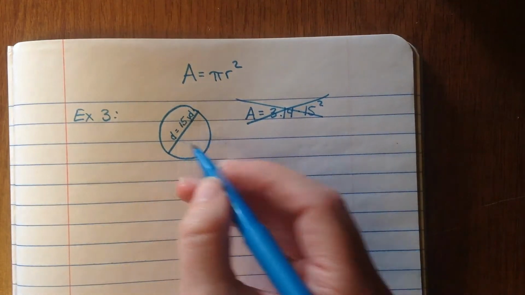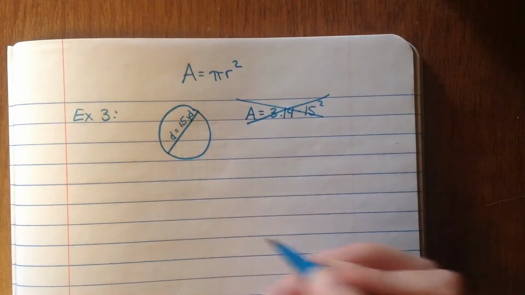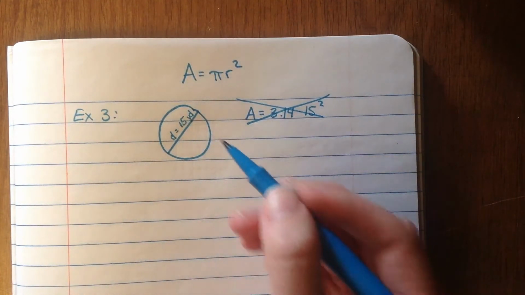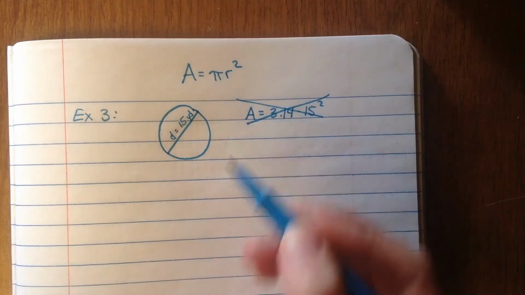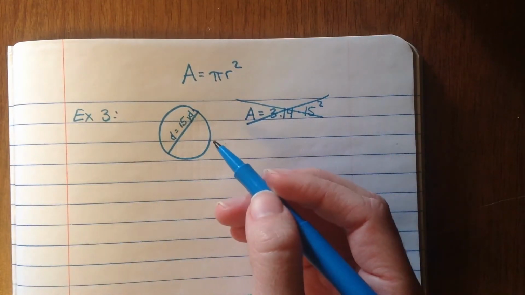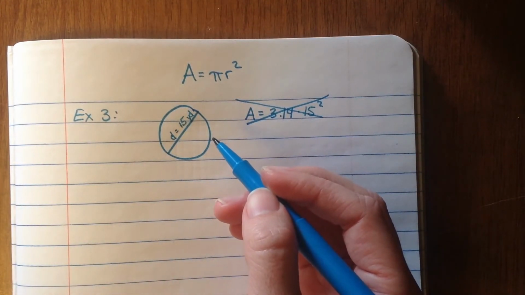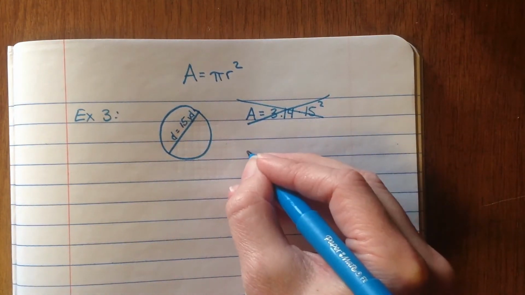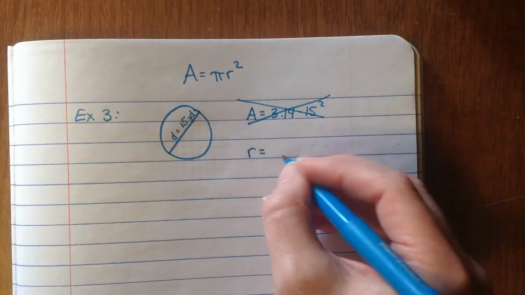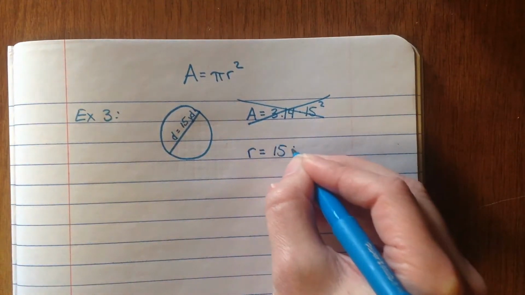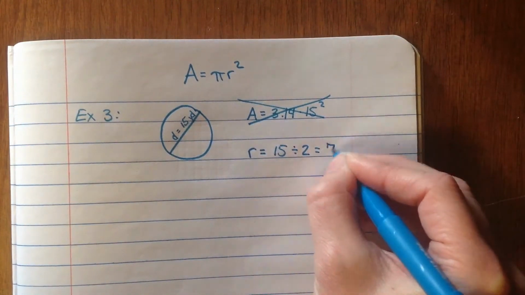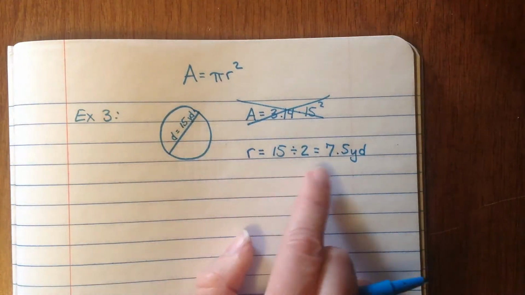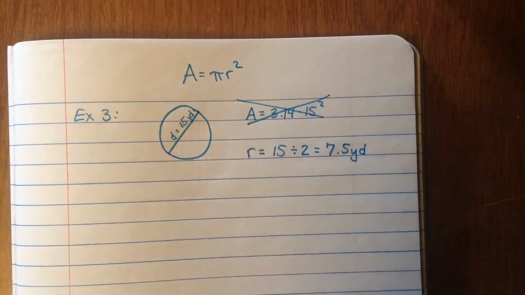We do know, however, that we can find the radius when we're given the diameter. So if I know that the diameter is 15, what will I do to find my radius? I will cut it in half. So we're going to take 15 and divide it by 2. You can type that in your calculator if you need to. It actually comes out to be a decimal. So the radius in this case, 15 divided by 2 equals 7.5 yards. So my radius is 7.5. 7.5 is going to be the number that I use in my formula.